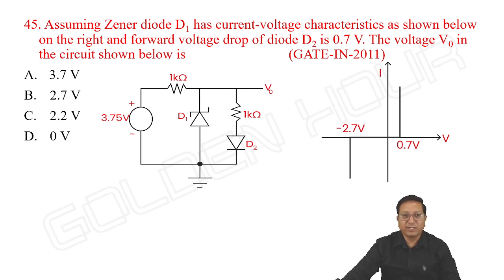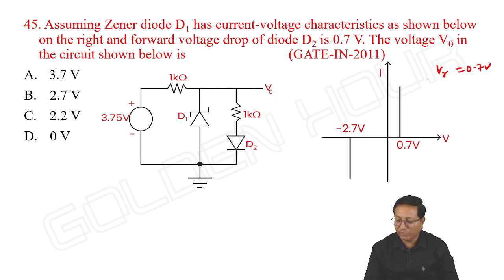Assuming Zener diode D1 has the cut-in voltage, current-voltage characteristics as shown below. On the right hand, the forward voltage drop of D2 is 0.7 volts. The voltage VO in the circuit shown below, one Zener diode and one ordinary diode are kept in this, and they are asking us to find the output voltage. So what is the meaning of it? As far as D1 is concerned, V gamma of D1 is 0.7 volt.